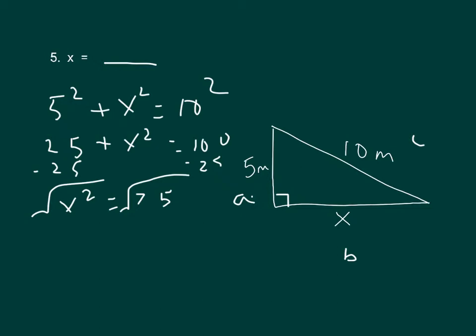You could leave it that way. If you punched it on the calculator, you would get that x equals 8.66 to the nearest hundredth. So you could use either one. You could leave it at the square root of 75 or write 8.67.